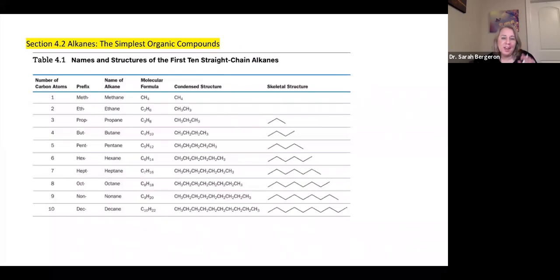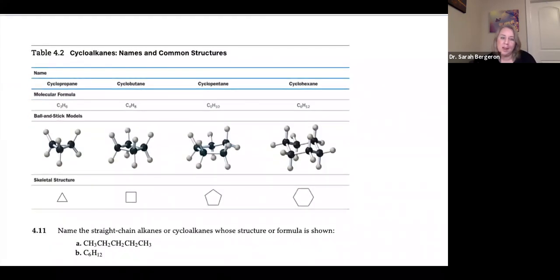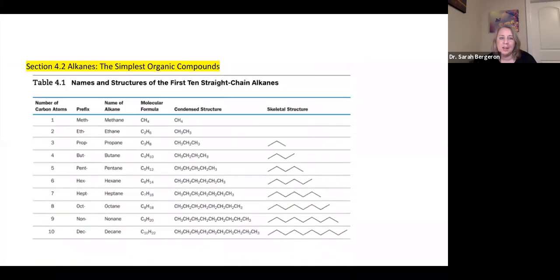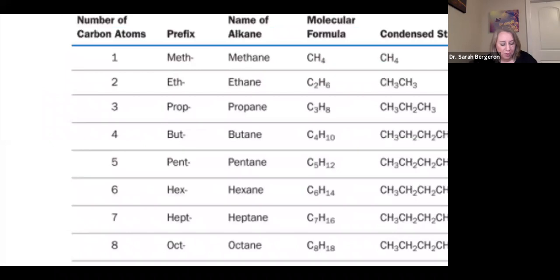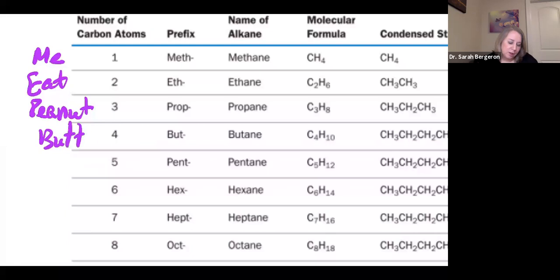Let me see if I can pause. All right, so here are our alkanes, and I went ahead and put in the table for the straight chain alkanes, and I put in the table for the cycloalkanes, just so that you have it all in one place. I thought it was kind of nice. So remember that our alkanes are our fossil fuels, and if we want to remember our first 4 weird alkanes, we want me, eat, peanut, butter. And so that is methane, ethane, propane, butane. Okay, so those are our common ones.